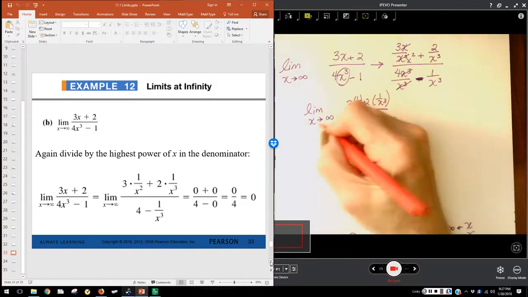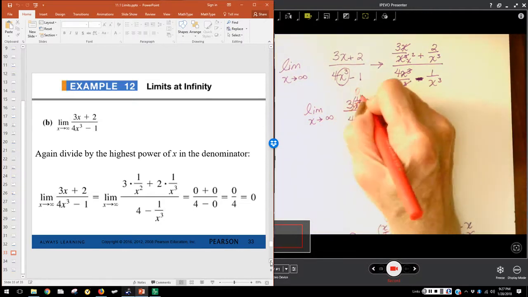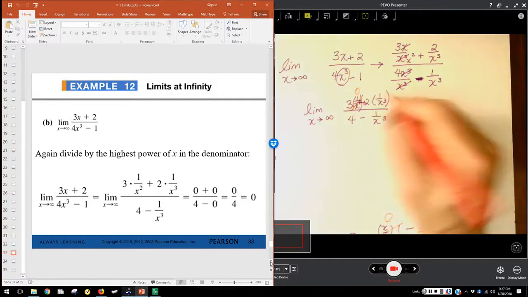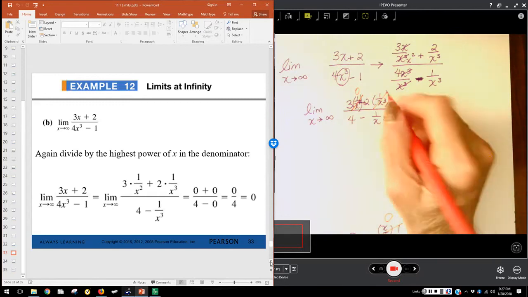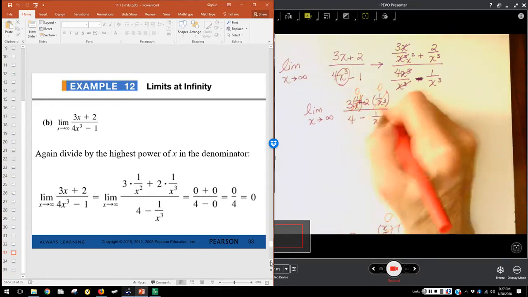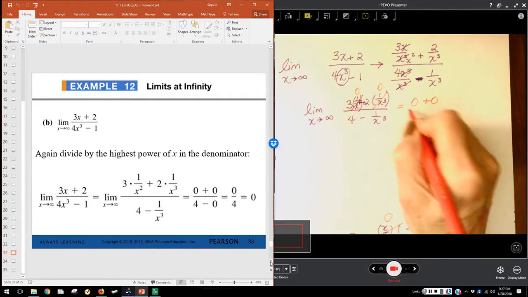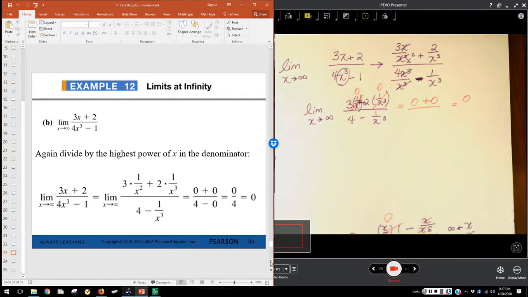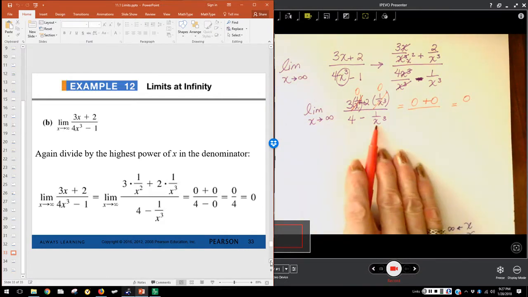Well, the limit as x approaches infinity of 1 over x squared is 0, and 3 times 0 is in fact 0. And the limit of 1 over x cubed as x approaches infinity is also 0, and 2 times 0 is still 0. So that means our entire numerator is going to be 0. And at this point we know it really doesn't matter what happens on the bottom unless everything becomes 0. Then we have a problem.